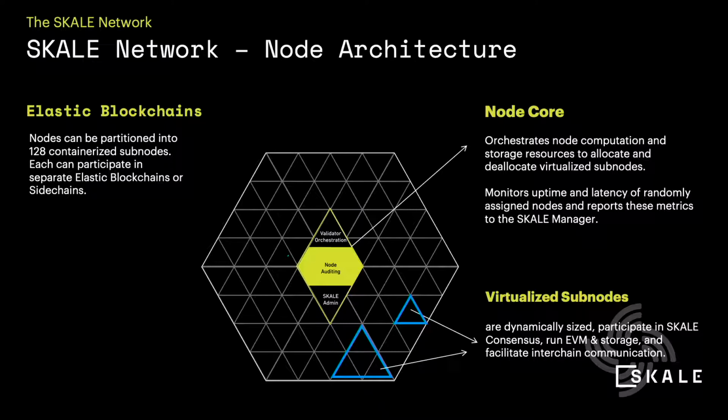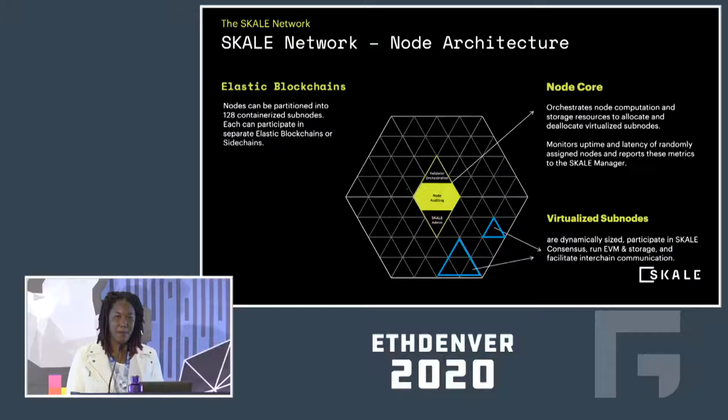The first, node orchestration, is connected to Ethereum. So you can think of Scale as being a dApp deployed to Ethereum. That validator orchestration basically manages the nodes that are going to be grouped together to run your scale chain. The node auditing piece means that each node is monitoring 21 other nodes within the network. And for the Scale admin, that's where the fun happens for you, because you're able to deploy your Solidity-based smart contracts directly to Scale and run them just as if you were on Ethereum. And also use file storage and interchain messaging.